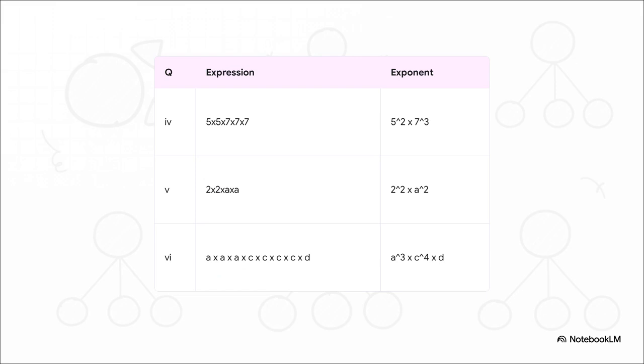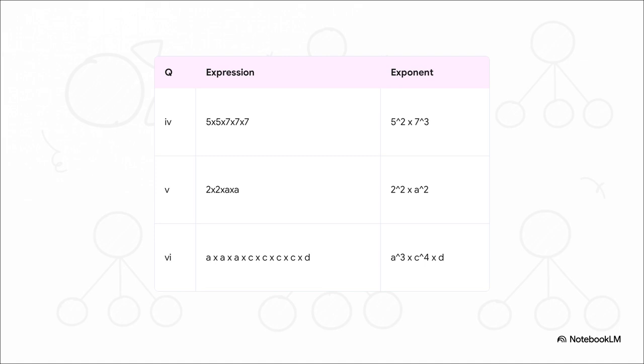Fourth bit, 5 into 5 into 7 into 7 into 7. Here, we just group the identical bases together. The 2 5s become 5 squared, and the 3 7s become 7 cubed. So it's 5 squared into 7 cubed. Moving on to the fifth bit, 2 into 2 into a into a. That gives us 2 squared into a squared.